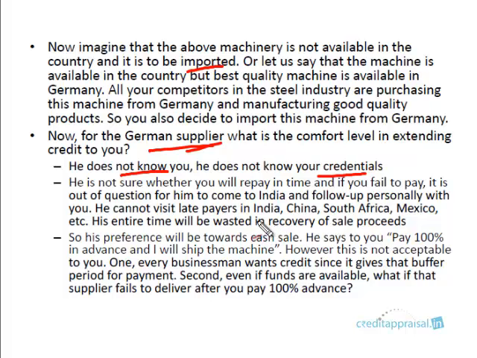When he has buyers from various countries all over the world, he cannot go to each and every country, each and every buyer, and follow up for recovery. That is out of the question, right? So he always says, I want a cash sale. But again, the same problem arises. If he insists on cash sales, he's not going to expand his business.